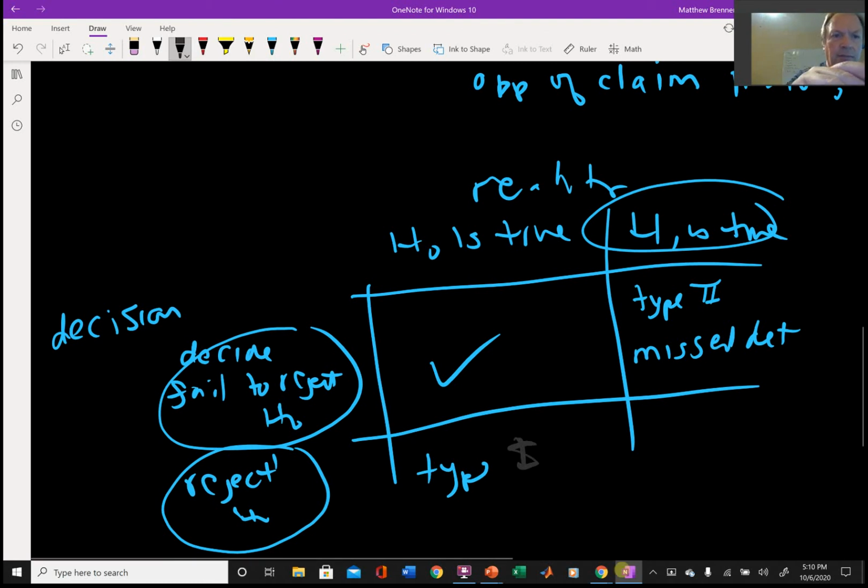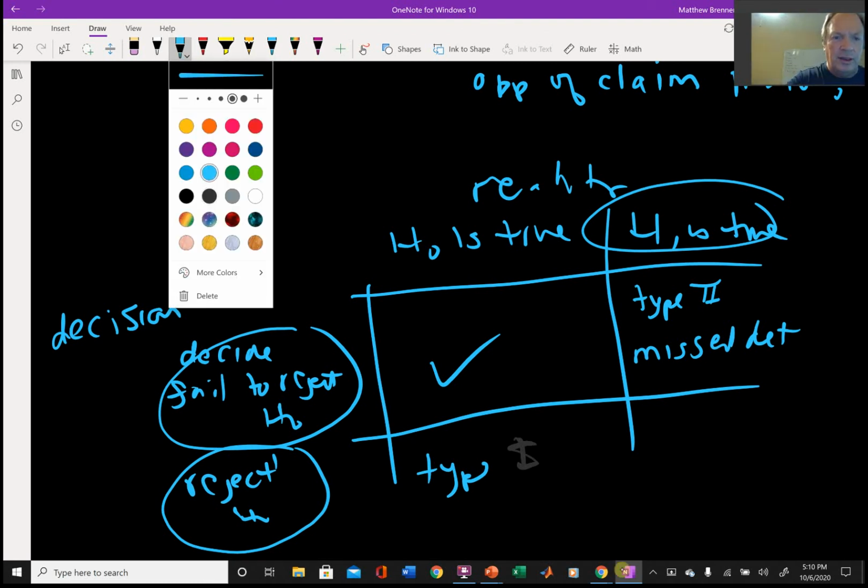Oh, sorry. My pen changed color spontaneously.